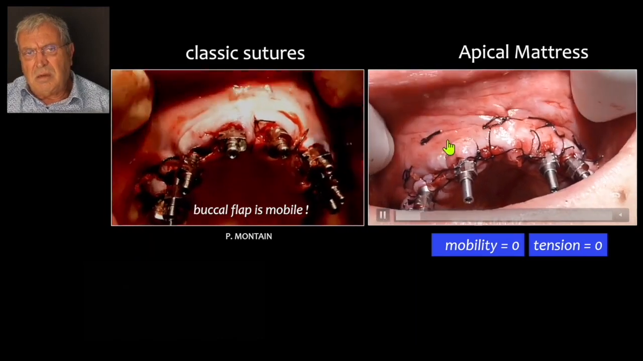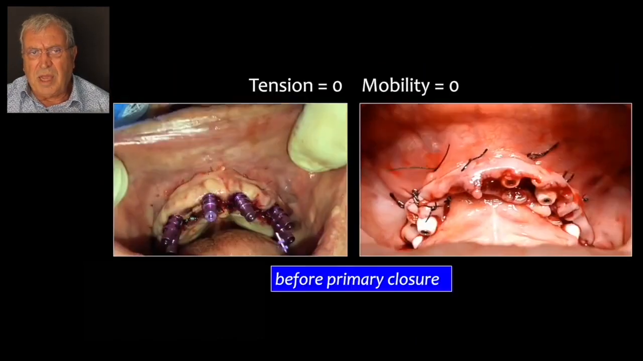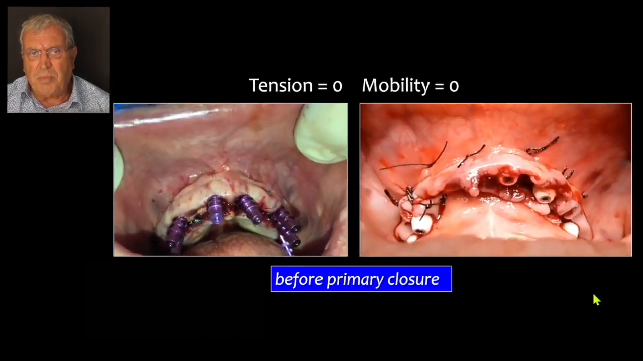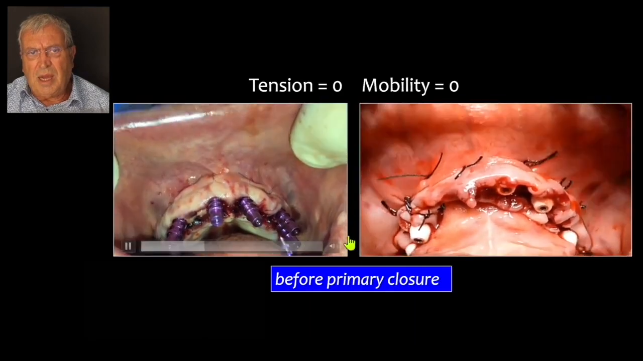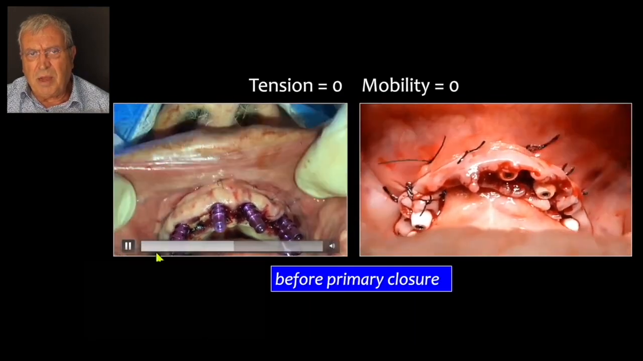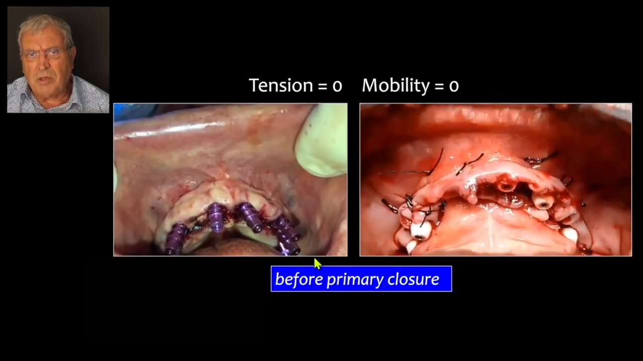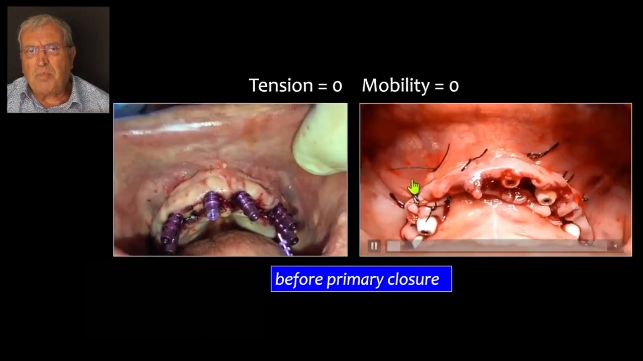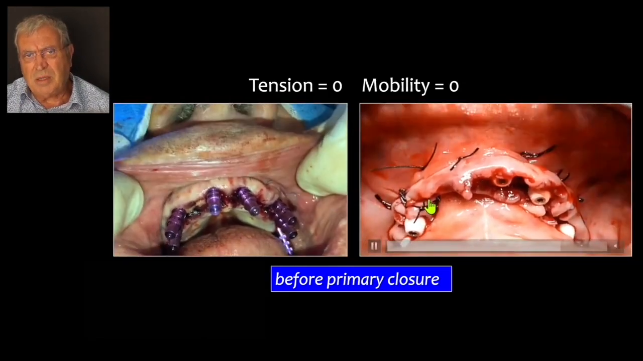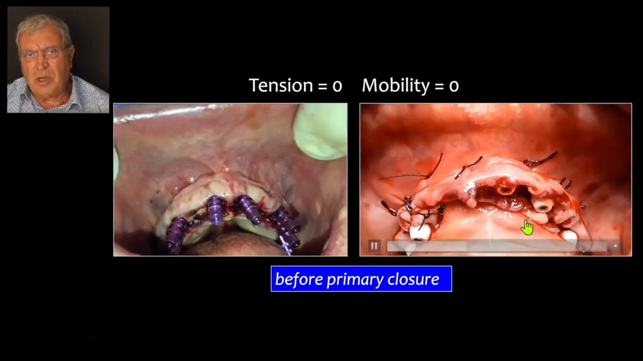This is the second case of full opening. And then look, we have the apical mattress without a primary closure. And then we see the power of the apical mattress. There is no mobility, no tension.